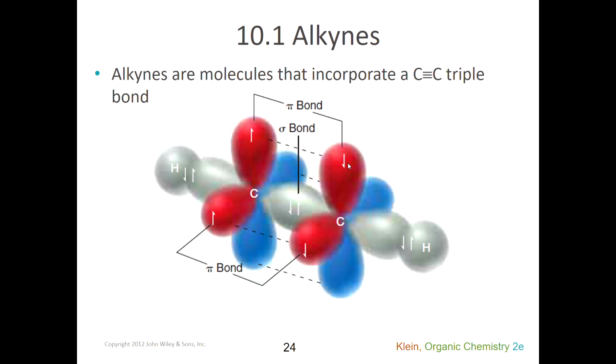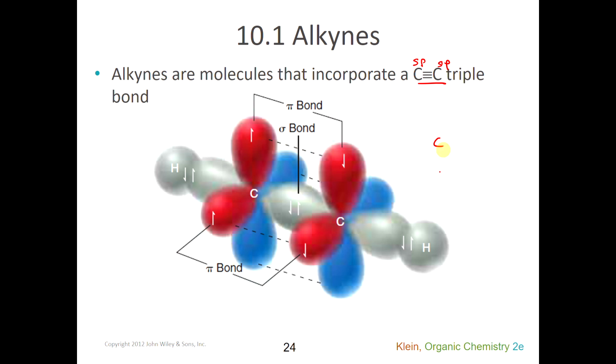Alright, so the last chapter we're going to cover this semester then is chapter 10. Chapter 10 is about alkynes. And so we know a little bit about alkynes. We said the triple bond in the beginning of the semester forms when each carbon is sp hybridized, right?